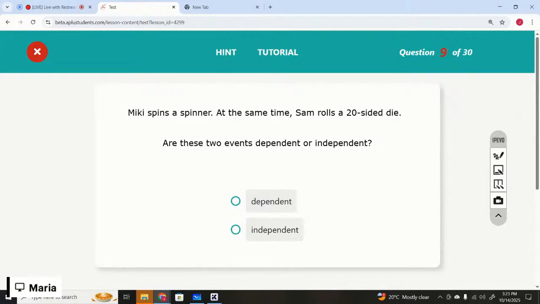Mickey spins a spinner at the same time Sam rolls a 20 sided die. Are these two events dependent or independent? They are the independent events.